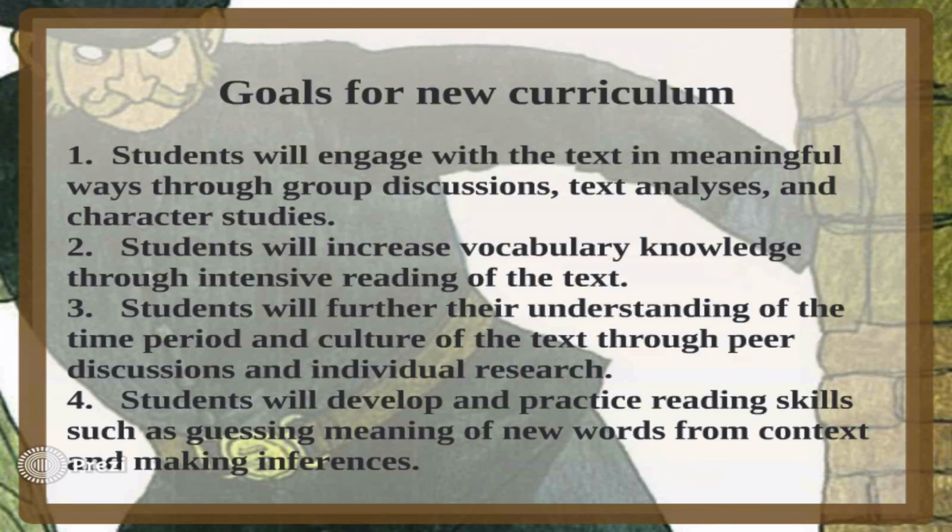Specifically, everything was in context. So all vocabulary they got was repetitions in context of seeing the word in use. Students will further their understanding of the time period and culture of the text through peer discussions and individual research. And students will develop and practice reading skills such as guessing meaning of new words from context and making inferences. Specifically, number 4 is the bulk of the critical thinking skills we were trying to get them to.